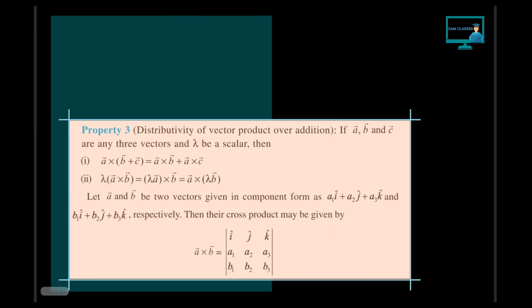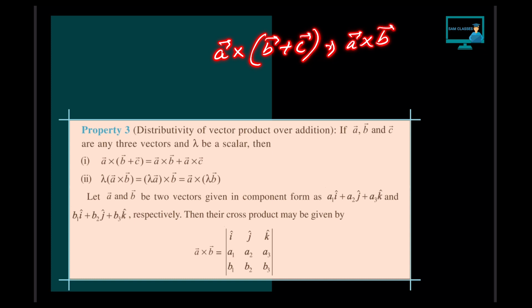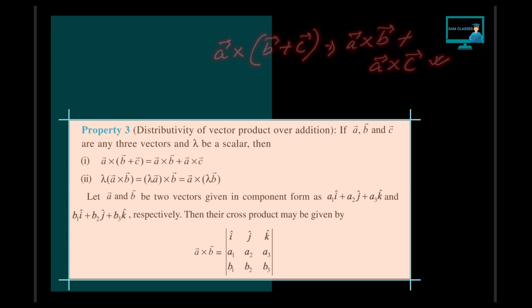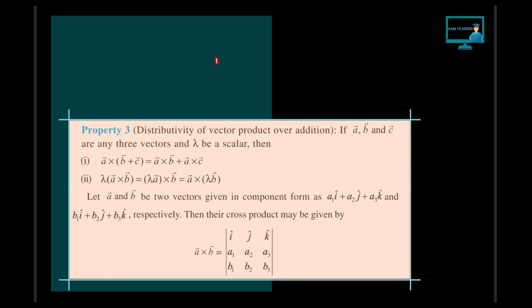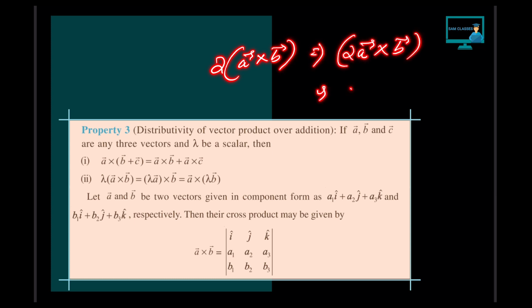Now, whenever we have cross and the distributive property, A vector cross B plus C, what can we do? We can open it up: A vector cross B vector plus A vector cross C vector. That's it. If you multiply by some scalar value, 2 times A vector cross B vector can also be written as 2 times A cross B, which can also be written as A vector cross 2 times B vector. Same thing.